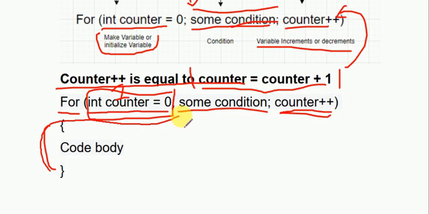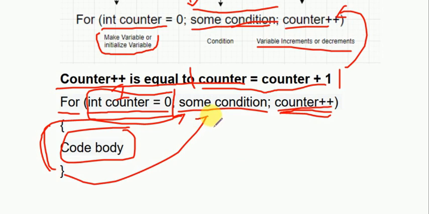Then again we check the condition. If the condition is still true, we are going to execute this code one more time, and then increment or decrement the variable, and then again check the condition, and again execute the code body and increment or decrement the variable, and then again check the condition. We repeat this many times. When our condition becomes false, we come out of the body of the for loop, and we end the loop.